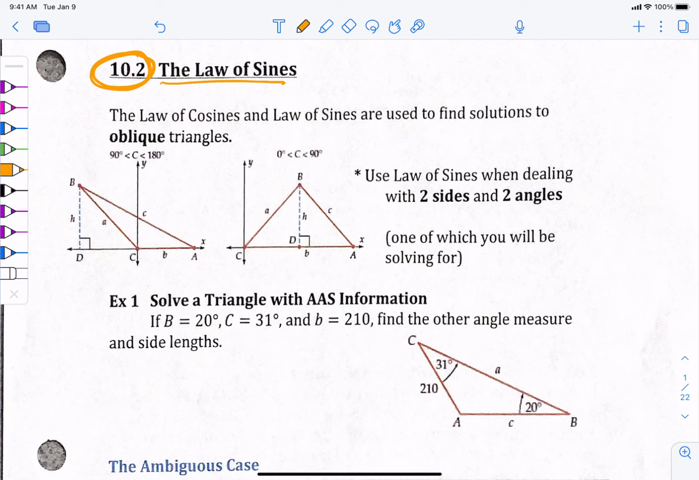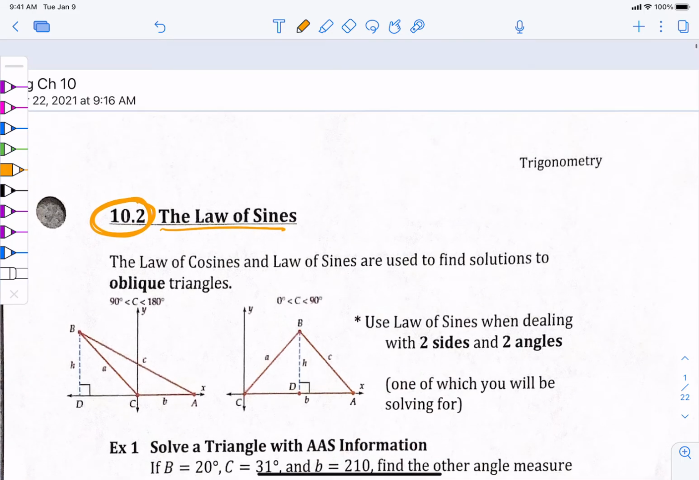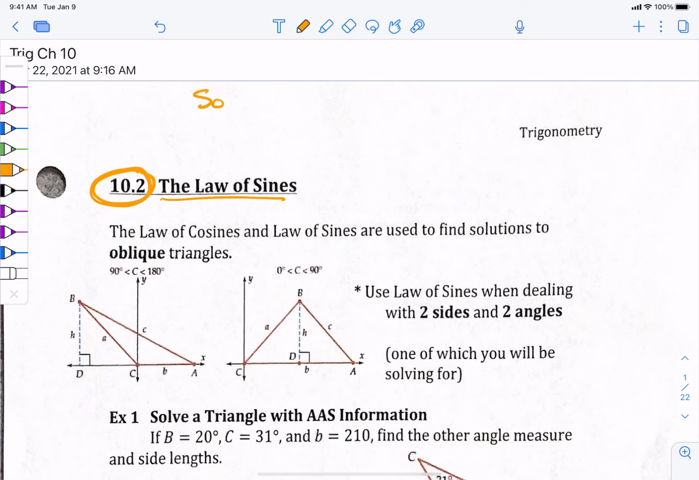All right, so law of sines. Just to back up, we use SOHCAHTOA, the sine, cosine, and tangent that we used, but this only worked for right triangles. This is only for right triangles, but what happens if you don't have a right triangle? That's when you use this stuff.